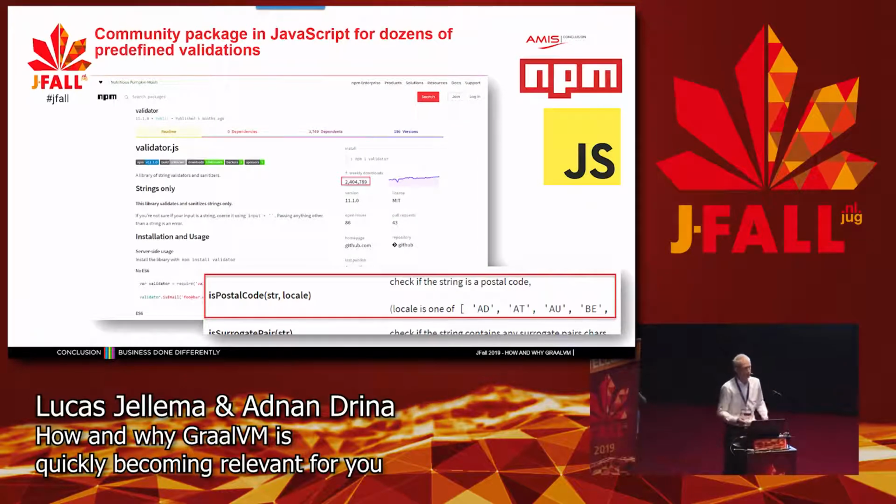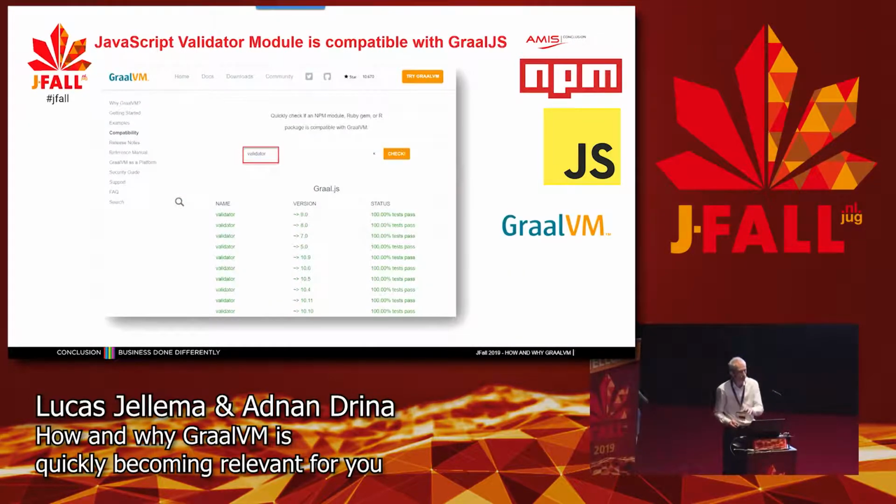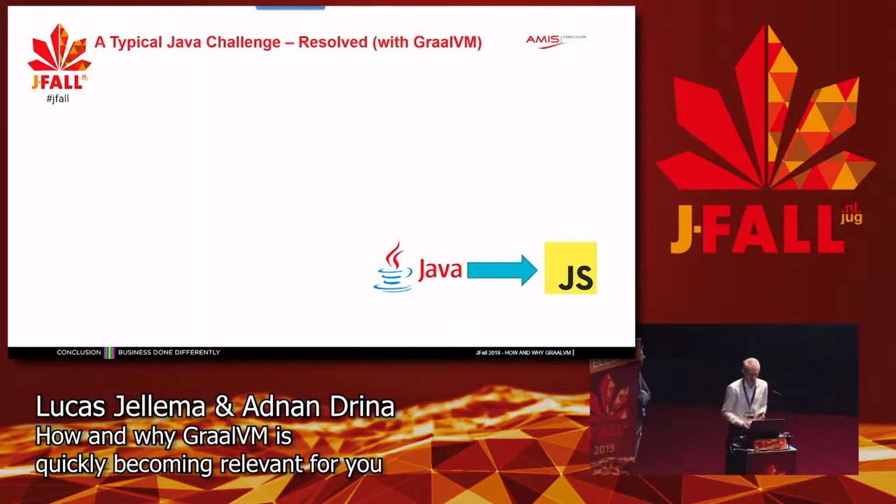So here's the npm module, and here's part of the GraalVM site where you can evaluate if a particular npm module or Ruby gem or Python library is already supported by GraalVM in a sense that it can be interpreted and run on the JVM. And in this case, fortunately, the validator module is supported by GraalVM.